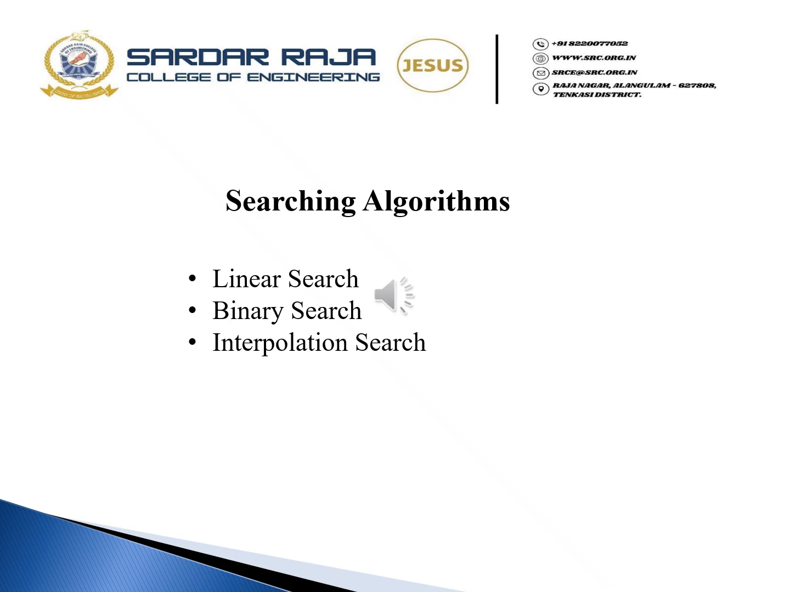Linear search checks each element one by one until the target is found. Binary search works on sorted arrays and repeatedly divides the search interval in half. Then interpolation search is an improved version of binary search for uniformly distributed sorted data. It estimates the position using interpolation.